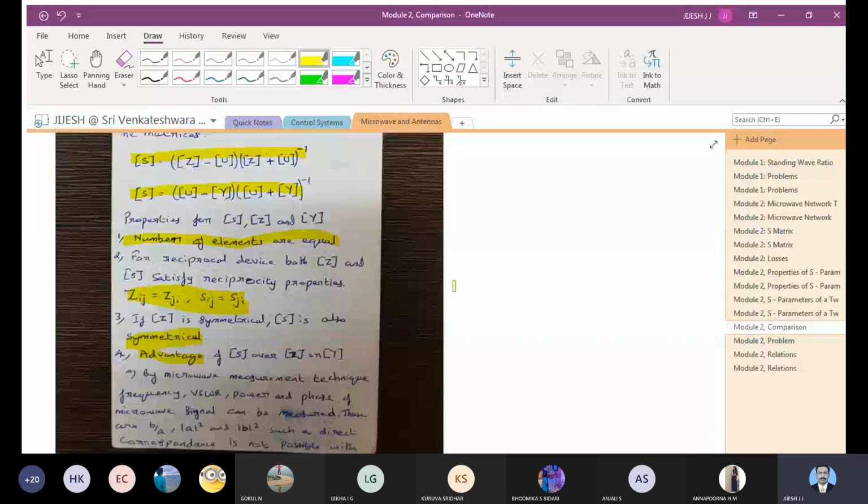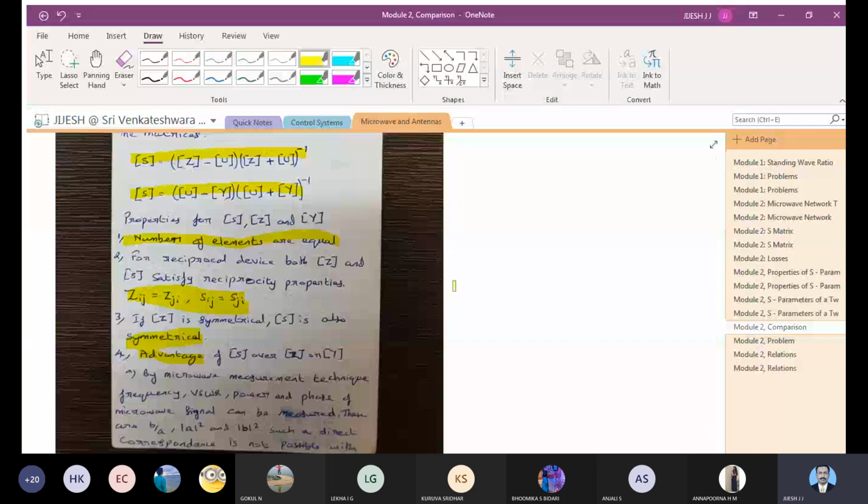We have not written anything with respect to voltage or current till now with respect to S, because in the first class you have studied that those things are very difficult to measure in terms of S parameters, the voltage and current. So we go with the incident and reflected parameters. That's what we are going to see here. The advantages of S over matrix Z or matrix Y.